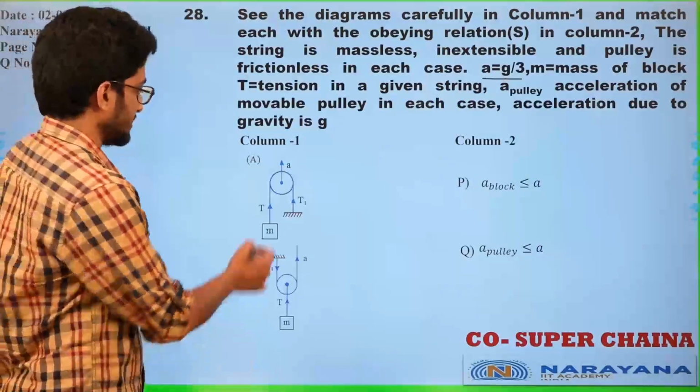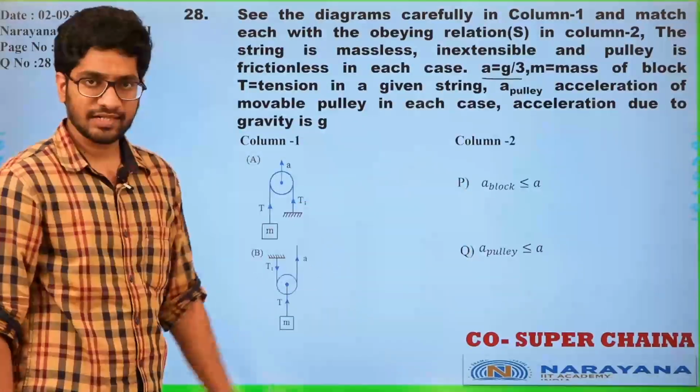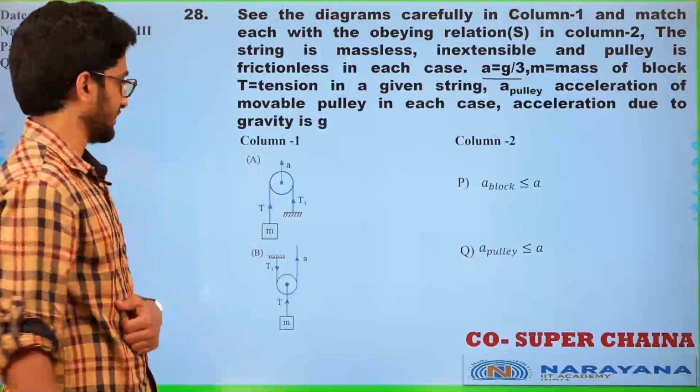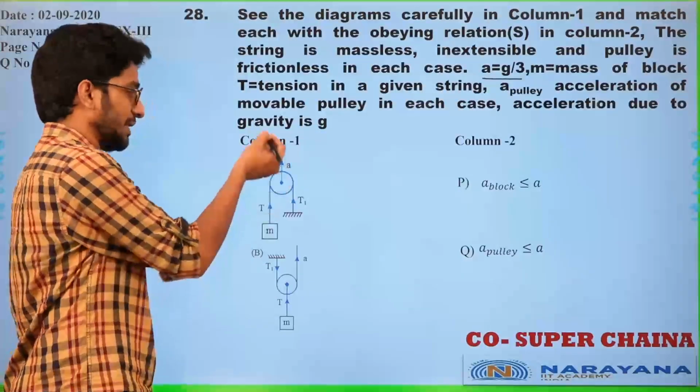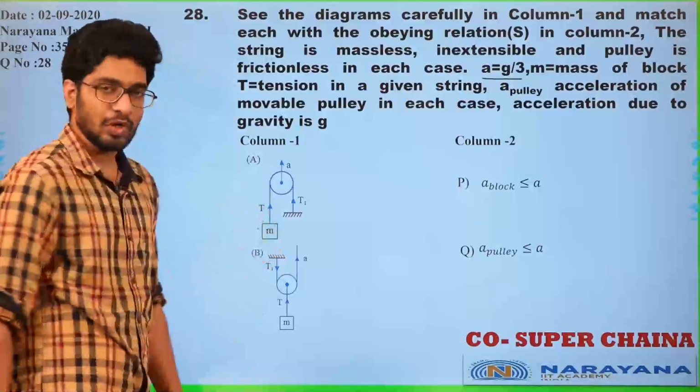Okay. So first let us take this case. So what are the options? You need the acceleration of the block and the acceleration of the pulley. You need to compare them. So here directly in the diagram, the acceleration of the pulley is given as a upwards. So how do I find the acceleration of the block?